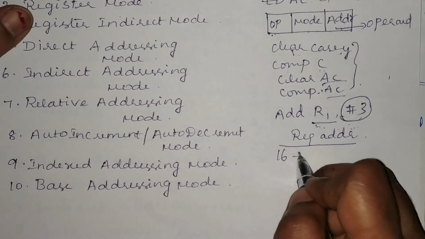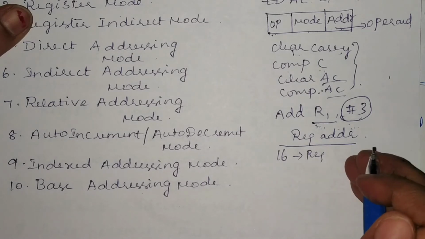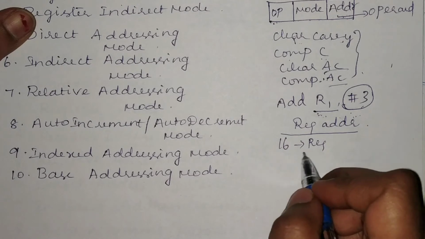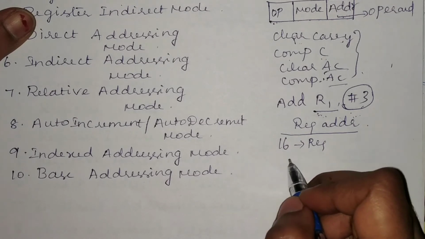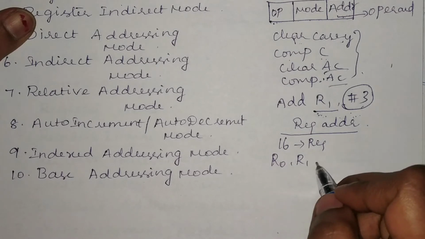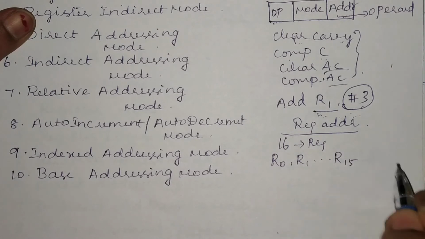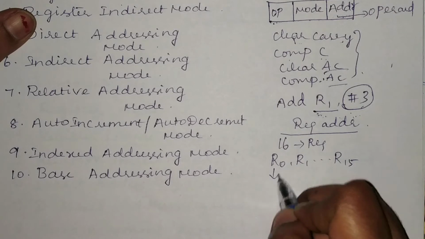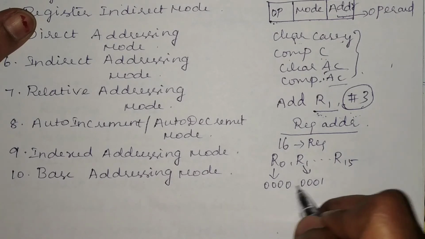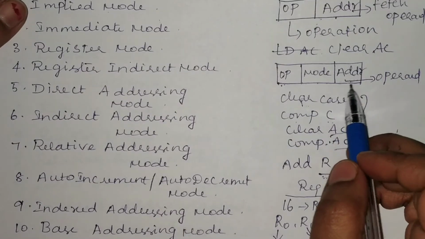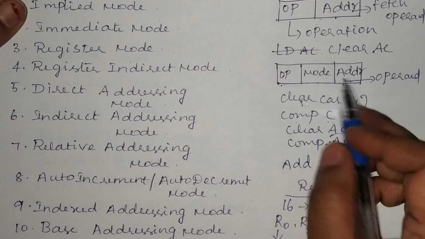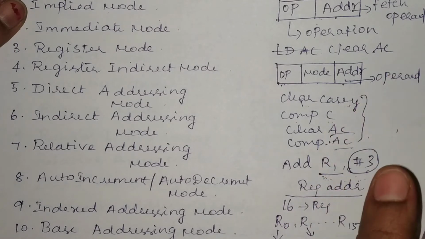Like 16 registers that are available in the computer system, and these 16 registers can be represented with their register names like R0, R1 to R15, or we can say the binary equivalent of these registers. So this value will be stored in the address part of the instruction. With these values we can understand in which register we will be having the operand.